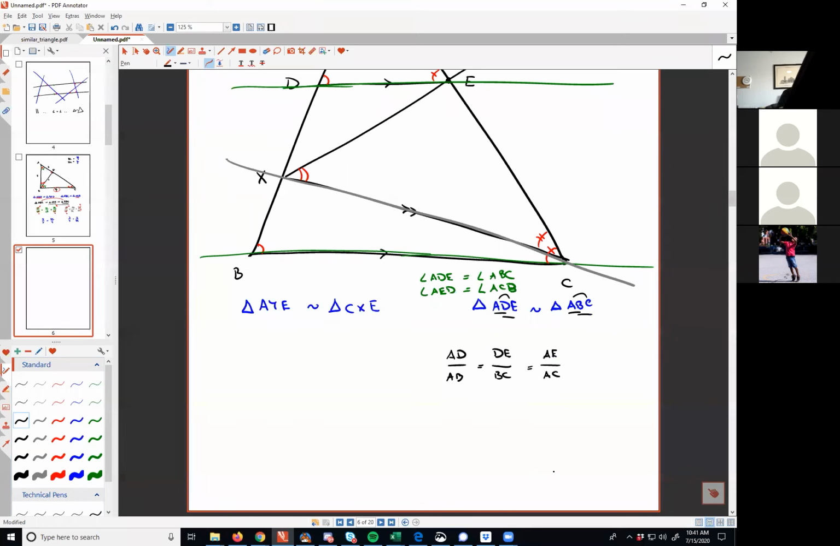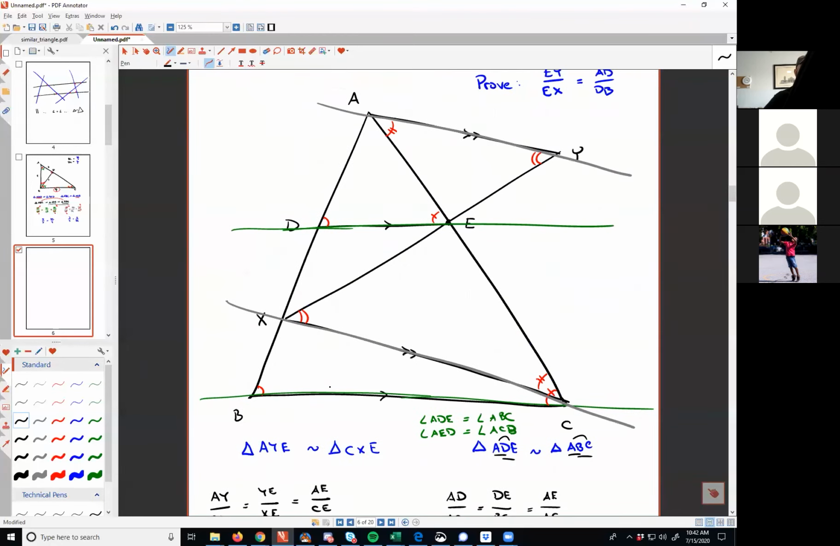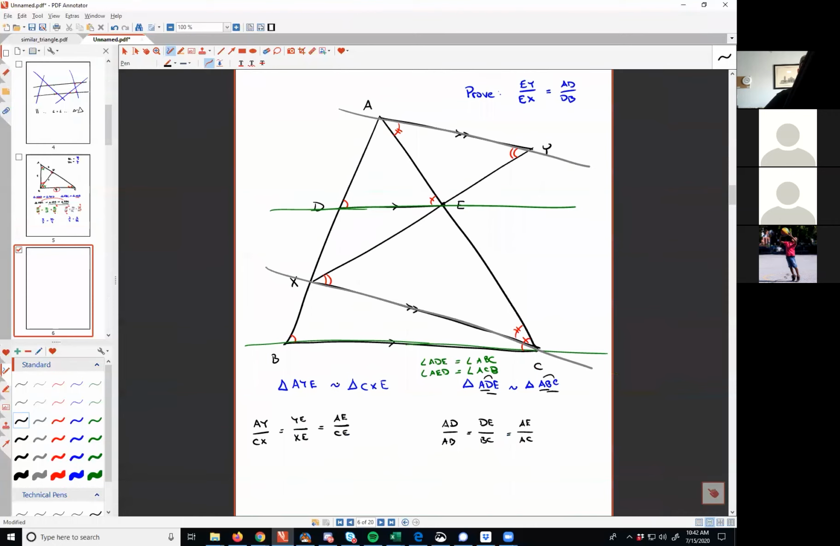And with the first pair, we have AY is to CX, as YE is to XE, and AE to CE. Okay, now remember our goal. It might be easier if we can see the whole screen at once here. Remember, our goal is to prove that EY over EX is AD over DB. How do we do that?